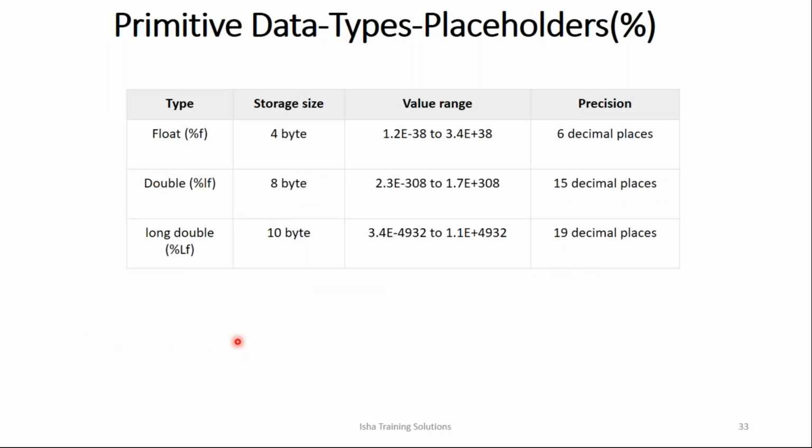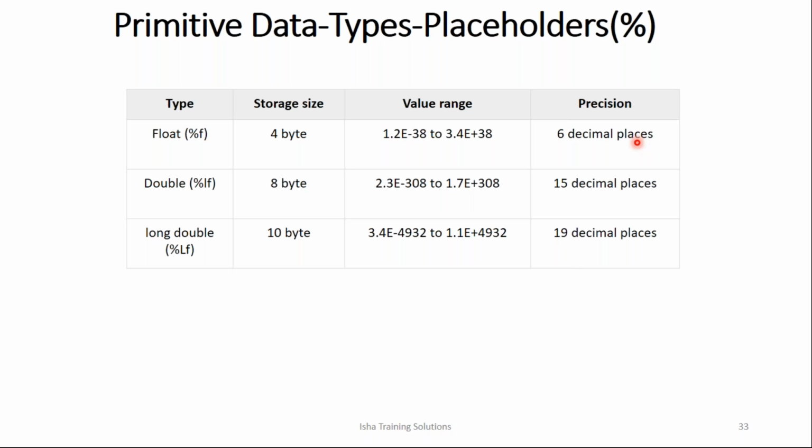Next one is a float. Float variable is there, float data type is there. This float data type will also hold 4 bytes of size and its value range is 1.2e to the power minus 38 to 3.4e to the power 38. It holds 6 decimal places.